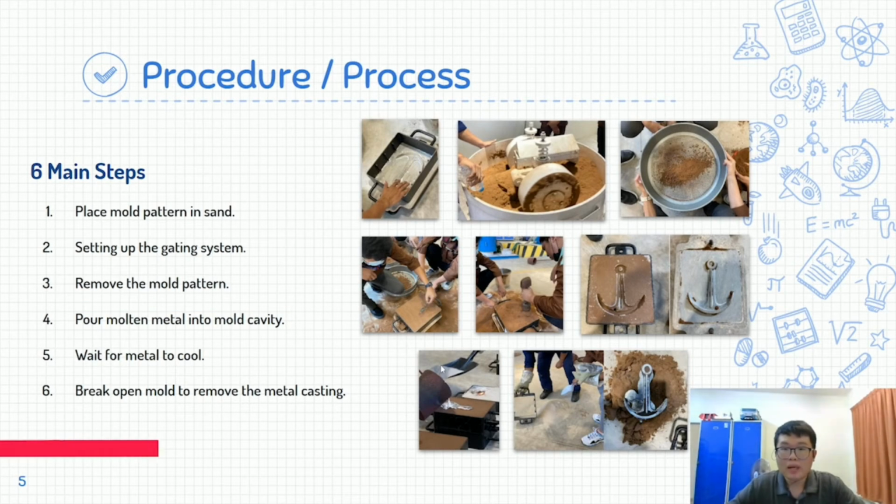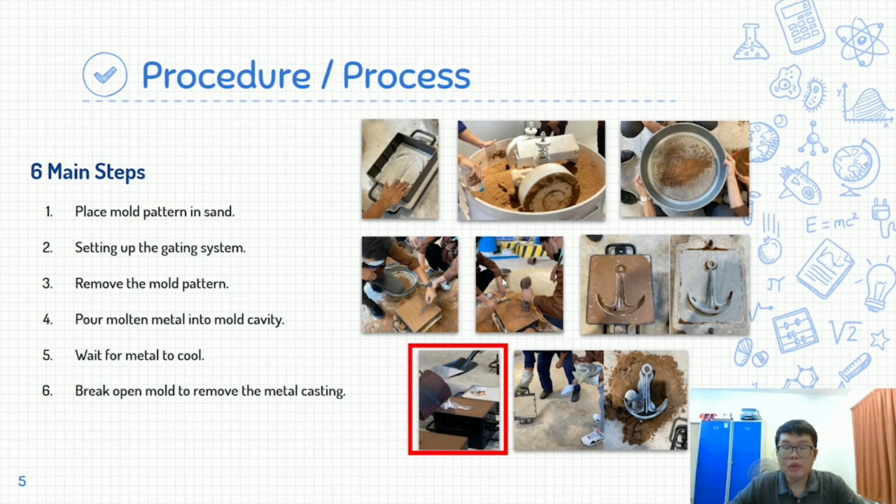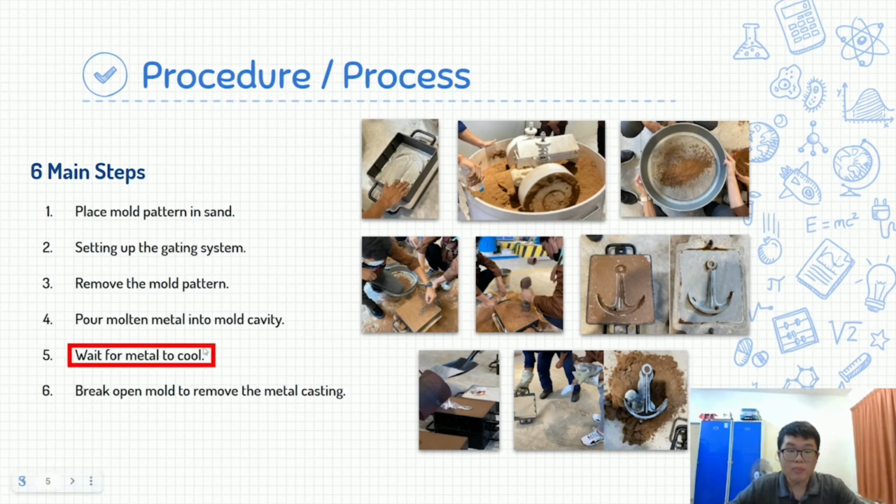The metal we apply is aluminum. By using a hand shank, the molten aluminum is poured into the pouring basin until it fills the entire fabricated cavity. Step 5, wait for the metal to cool.